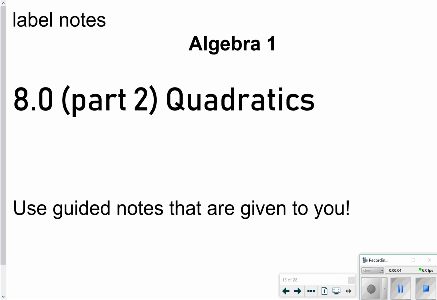Today we're going to look at the second part of Lesson 8.0, and again you do have some guided notes to help you. We are going to be talking a lot about vocabulary today, and then again just practicing how to sketch examples of quadratic equations. So let's go ahead and get started.